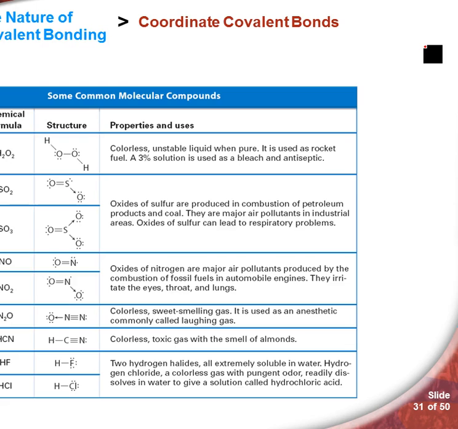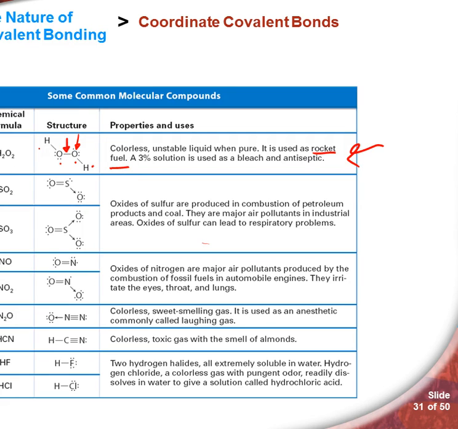So here are some molecules. These are common molecular compounds. Look at the first one, hydrogen peroxide. We have our oxygens in the middle, right? And then we have our hydrogens on the outside. We have a single bond between the oxygens. We have some extra lone pairs, and then we have our hydrogens on the ends. This is a colorless liquid when pure. It's used as a rocket fuel. This is also the thing that you can buy from the store in those brown bottles for an antiseptic.